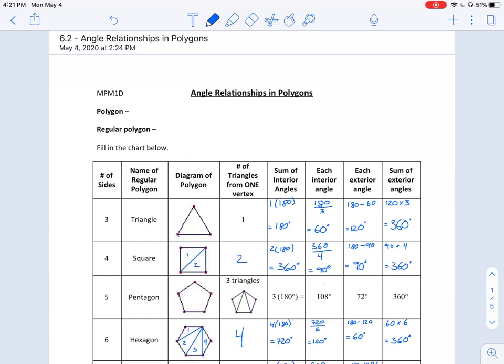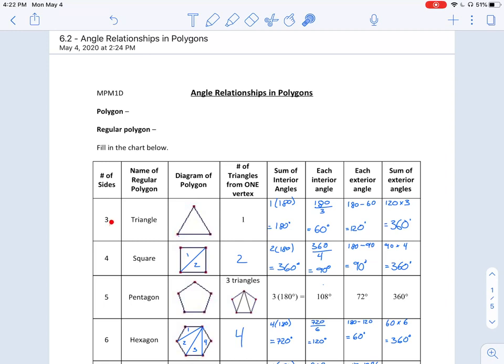So today we're going to be talking about angle relationships within polygons. So this chart here, we'll talk about polygon and regular polygon definitions a little bit later on, but we also talked about it last lesson. Within this chart, we're going to be talking about the number of sides that a polygon has and how we determine the angle relationships within that polygon.